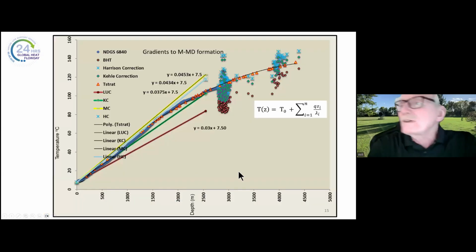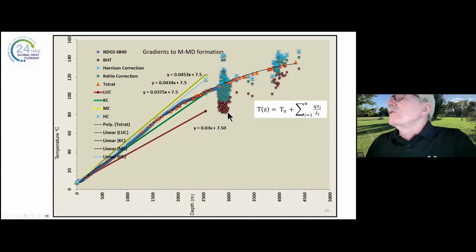Well, I'm going to go back to this plot we looked at before, where I've made corrections in this sense for the disequilibrium conditions for the Keeley, the Harrison, and the Wilson Basin. And you don't see the Wilson Basin up here. But notice they're linear. I've only made those down to the Madison Formation, or the Mississippian, as we get to it here. And you see the gradients go from 30 to 37.5 to 43.4 and 45.3.